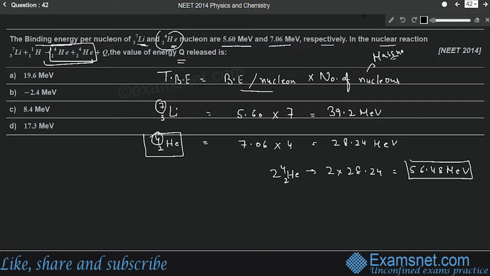Now we have to find the energy Q that is released. So for that we have to subtract the product side minus reactant side. So on the product side we have 56.48 MeV, minus on the reactant side we have one lithium only, that is 39.2 MeV. Okay, hydrogen has 0 binding energy. So the difference will come out to be 17.3 MeV. That means option D will be the correct answer.